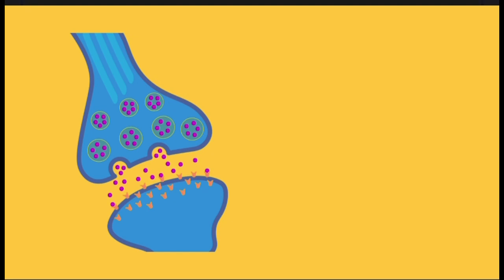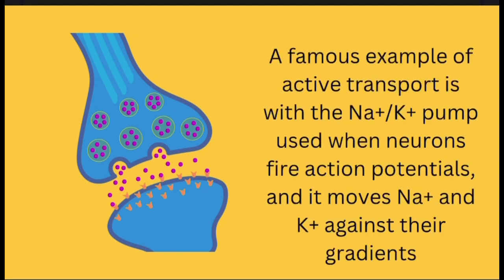One of the most famous examples of active transport is with the sodium and potassium pump used when neurons fire action potentials, and it moves sodium and potassium ions against their gradients when they influx or efflux the cell.